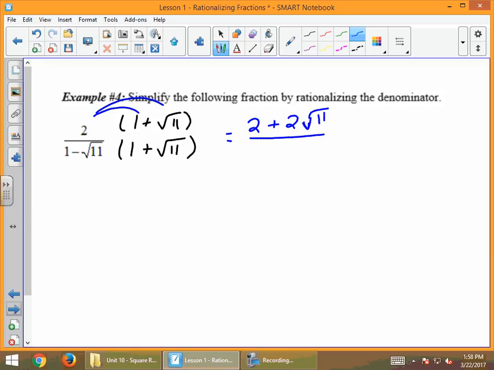And then in the bottom, distribute the 1. 1 times 1 is 1. 1 times radical 11 is just radical 11, that doesn't change. Negative radical 11 times 1 is just negative radical 11. And then negative radical 11 times positive radical 11 is negative radical 121.